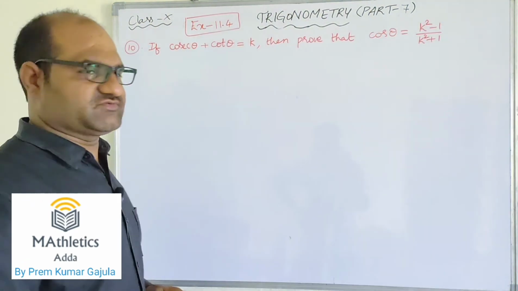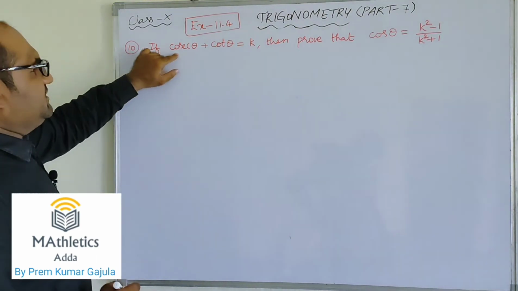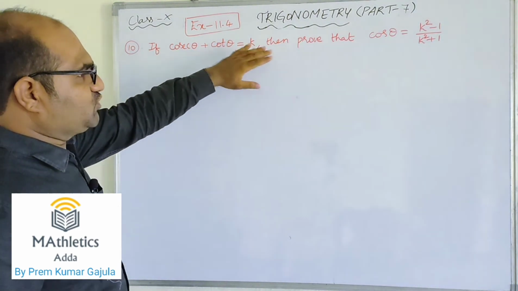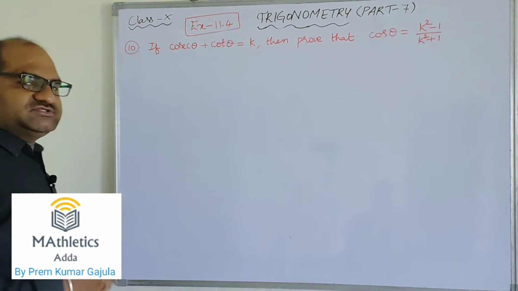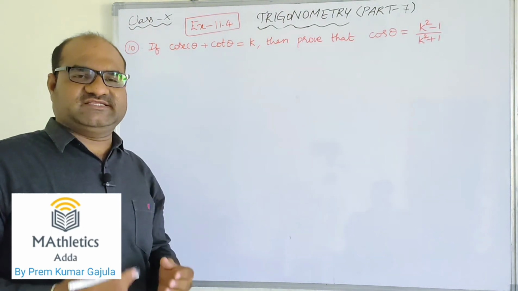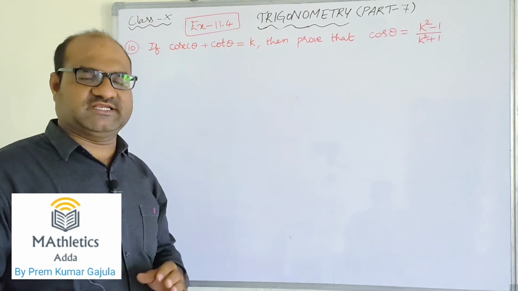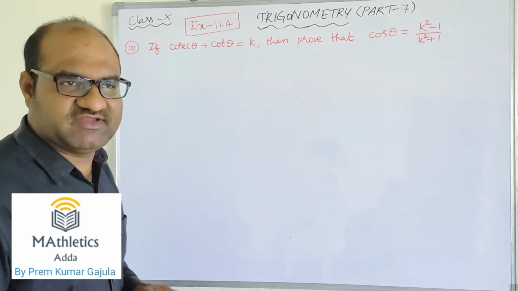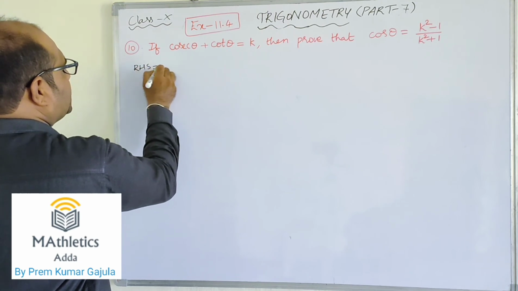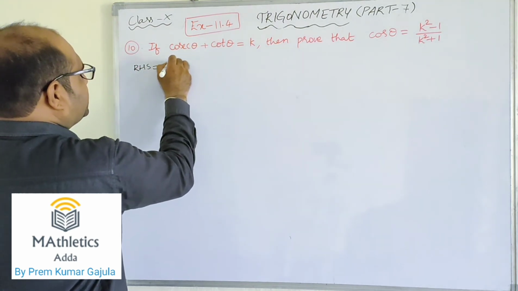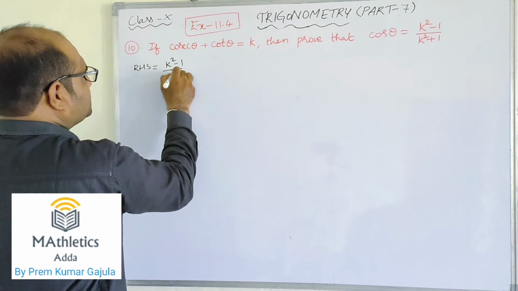Now let us look at the next question. If cosecant theta plus cot theta is equal to k, then prove that cos theta is equal to k square minus 1 by k square plus 1. So generally we prove that LHS is equal to RHS, and we can also prove that RHS is equal to LHS. So for my convenience I am taking the RHS value first and then proving RHS is equal to LHS. So the RHS value is k square minus 1 by k square plus 1.